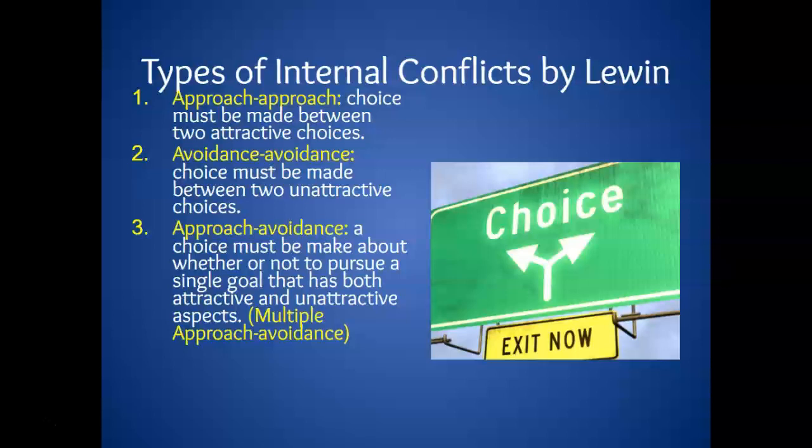Okay, approach avoidance is a choice must be made about whether or not to pursue a single goal that has both attractive and unattractive aspects. And this is sometimes where you see people making lists, right? What are the pros and cons? Maybe it's, should I date this person? What are the pros? Oh, they're really nice. They're really fun. What is the con? You know what? They don't go to the same school as I do, or they don't have all the same interests that I do. So it's trying to decide what the best choice for you is.